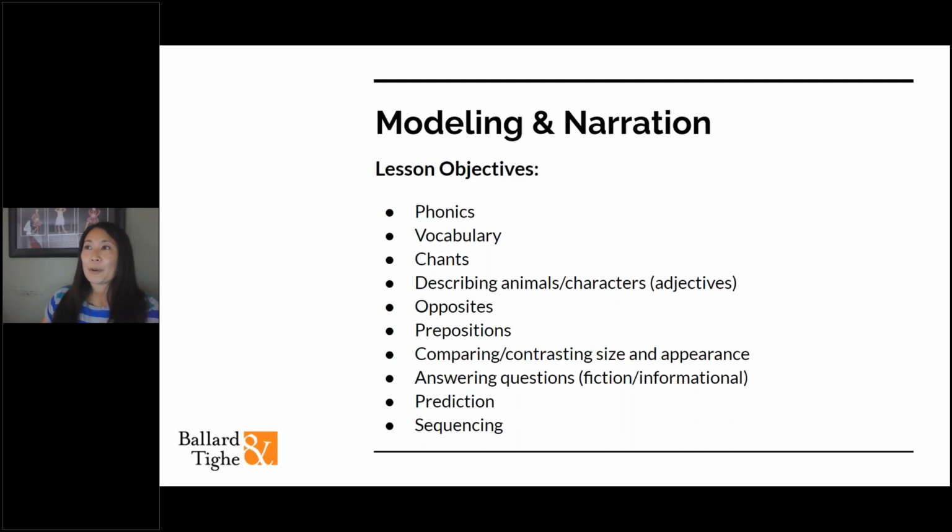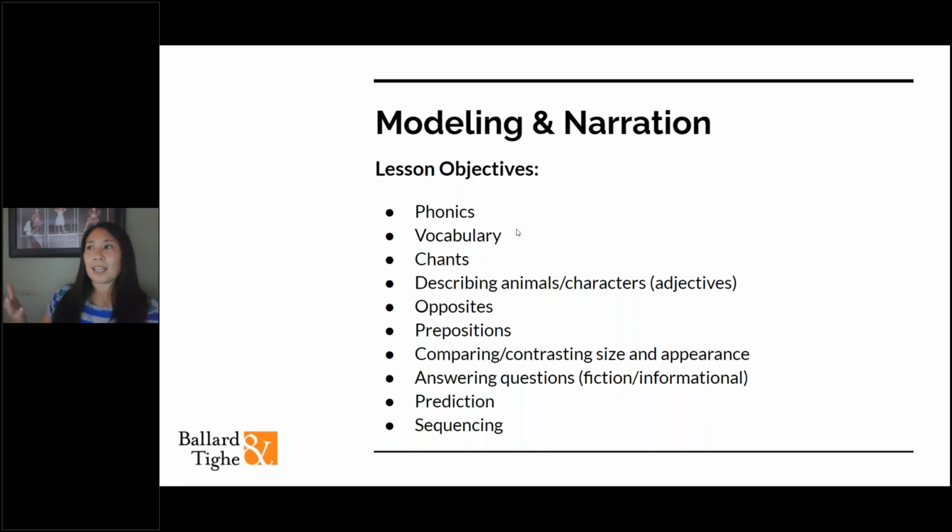All right. So we don't have time to see all of the video, but you did see a lot. You saw the phonics there. You saw the vocabulary. You saw the song and chant with the boat race, describing the animal characters, adjectives, the opposites. You heard a little bit of the prepositions, comparing and contrasting. Definitely lots of answering questions for fiction and informational text. There was prediction through the image of what do you think the story is going to be about with Miss Hippo, as well as sequencing.